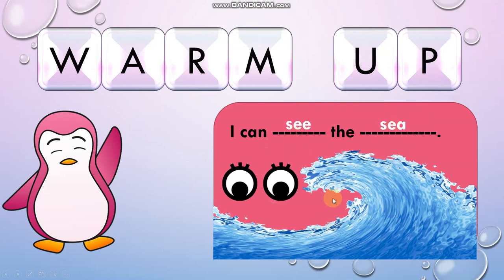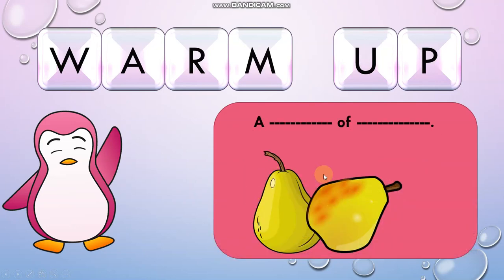Alright, let's check this image out. What do you see on the screen? You see a pear and you see a pair of pears. So this fruit is called a pear, and when you have two things together, you say you have a pair. So I have a pair of pears.